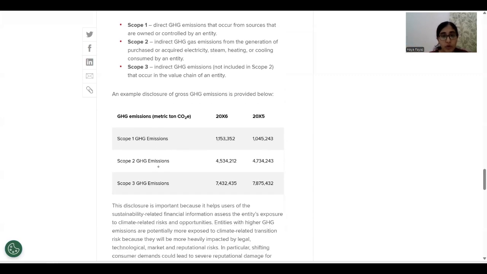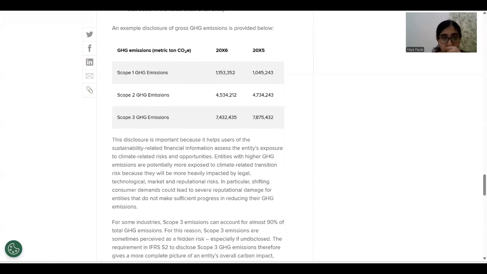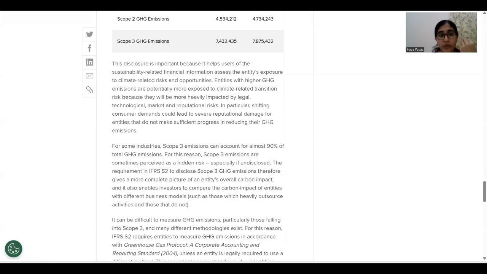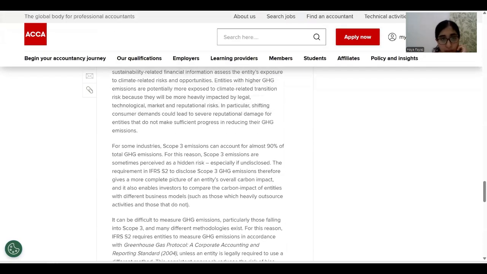An example disclosure of gross GHG emissions is provided below. Scope 1, metric tons, then the GHG emissions, and a comparability analysis, comparing with last year and so on. Everything will be disclosed. This disclosure is important because it helps users of sustainability reports see which entities are exposed to climate-related risks. Entities with higher GHG emissions are potentially more exposed to climate-related risks, because they will be more heavily impacted by legal and regulatory shifts if the entity does not make sufficient progress in reducing emissions.